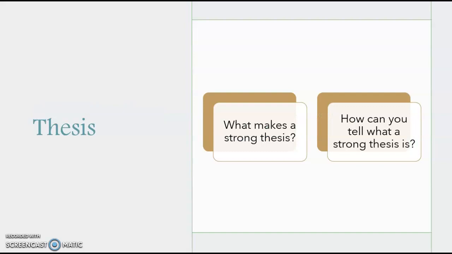The most important part of your introduction is your thesis. The question is, what makes your thesis strong, and how can you tell what a strong thesis is? Let's go over that and look at some examples.